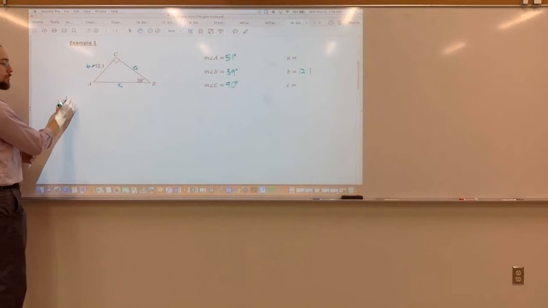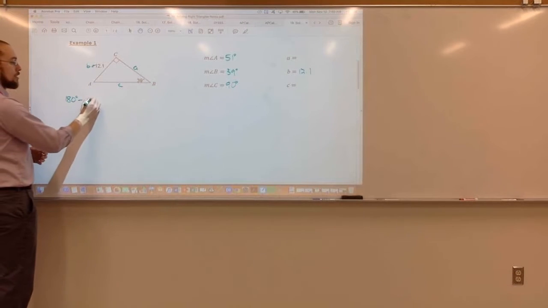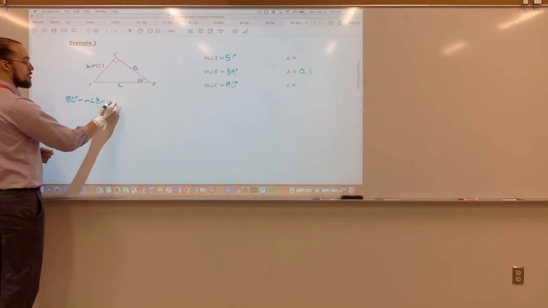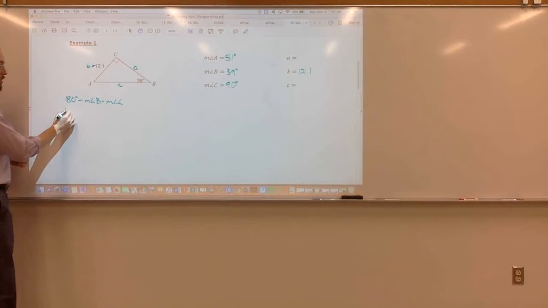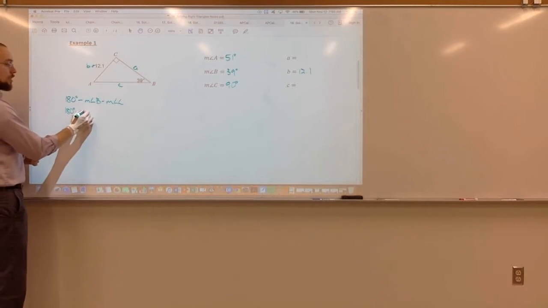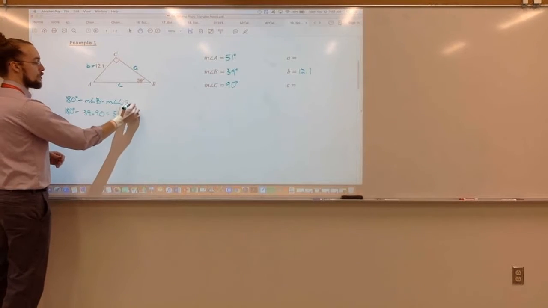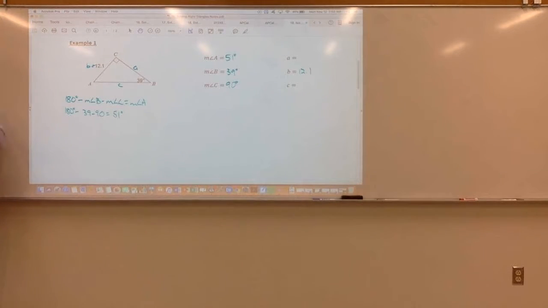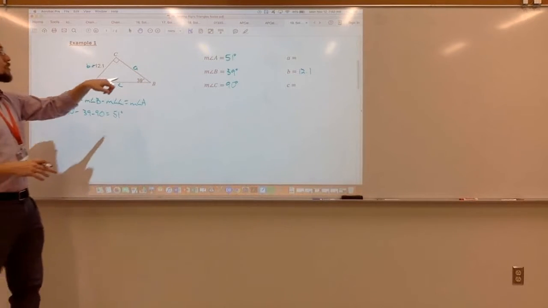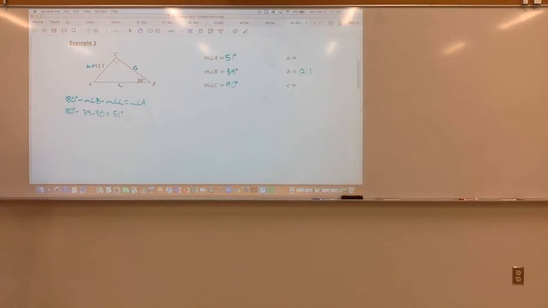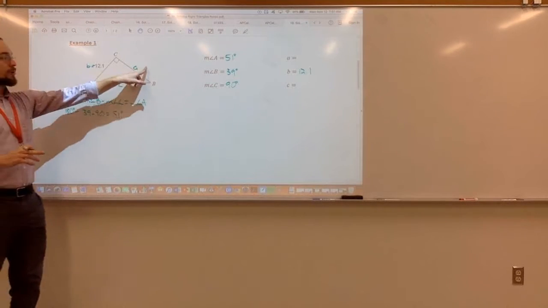Okay, and what we did, we took 180 minus the measure of angle B minus the measure of angle C, which was 180 minus 39 minus 90. That got us 51 degrees. Okay, so we got one done. Now I need to solve for either A or C. Which one do we want to solve for first? It doesn't matter. A. Alright, let's do A.